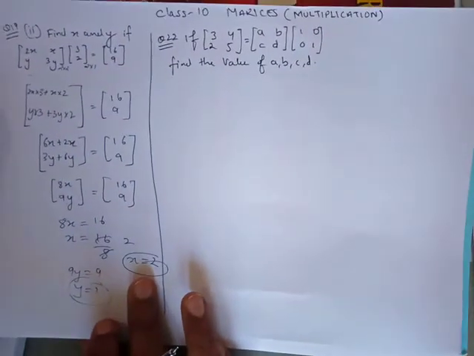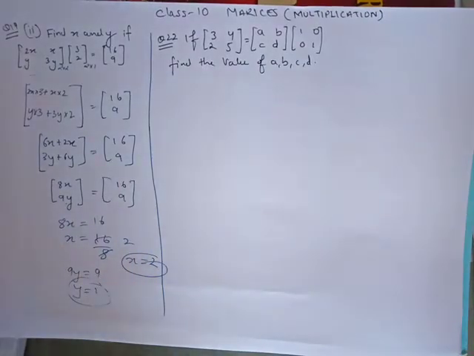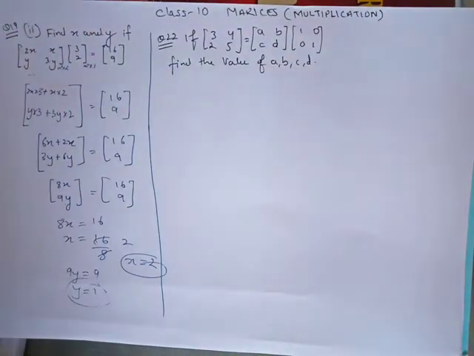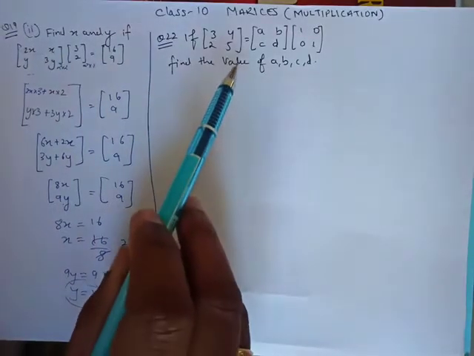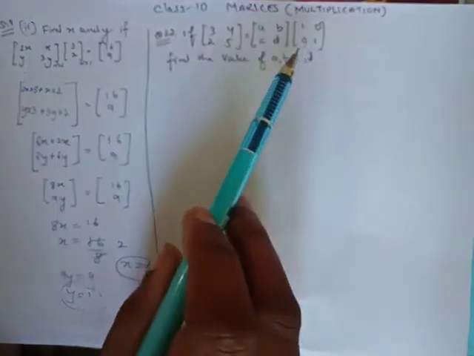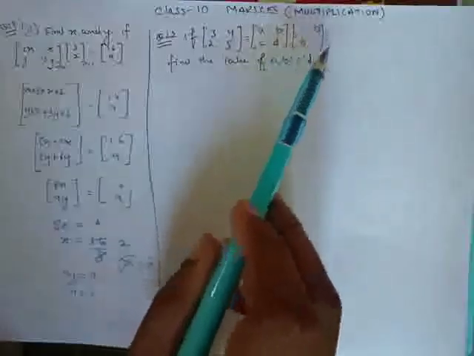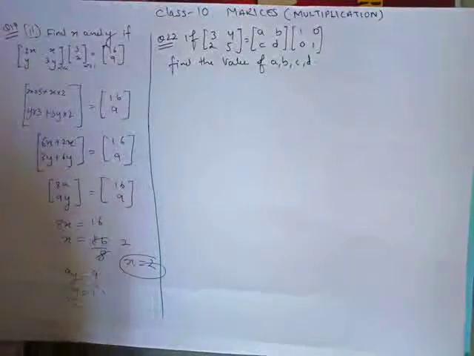Okay, I have another question. Question number 22. You can have a look over here. What does question number 22 say? 3 4 2 5 equals, that's given, equals a b c d, and then multiplying by 1 0 0 1, and I have to find the value of a b c d.